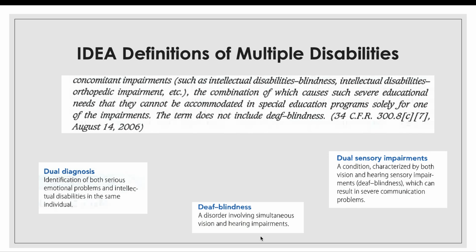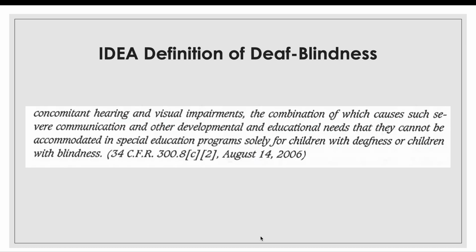Deaf-blindness is a disorder that involves simultaneous vision and hearing impairments. The IDEA definition of deaf-blindness is concomitant hearing and visual impairments, the combination of which causes such severe communication and other developmental and educational needs that they cannot be accommodated in special education programs solely for children with deafness or children with blindness.